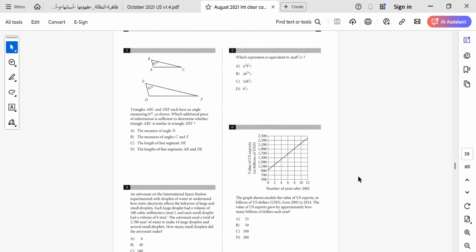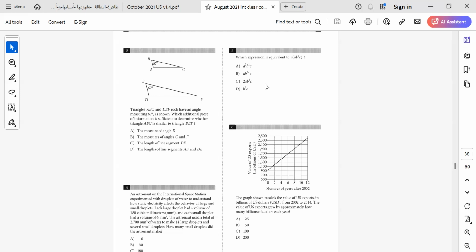Question 3 asks about triangles, so that they are similar. If I have two angles in a triangle equal to two angles in another triangle, the two triangles will be similar. Right? He already gave me one angle, so I will choose the choice that says another angle in this triangle equals another angle in this triangle, which is B.